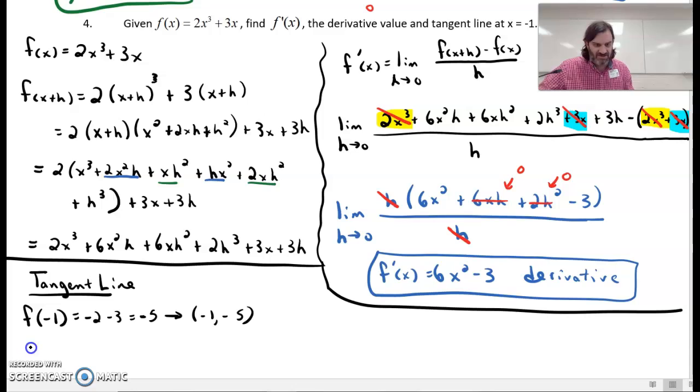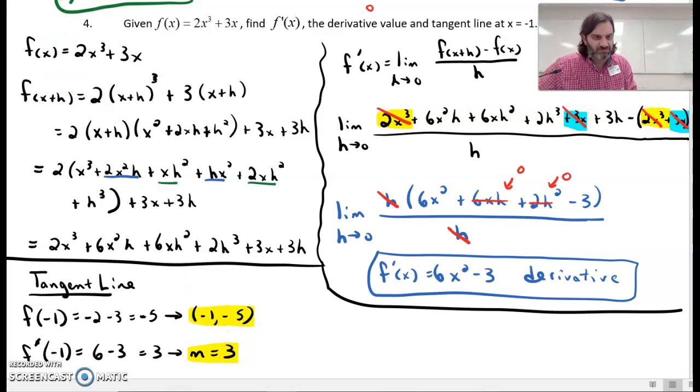And then my slope will come from plugging this into the derivative. My -1 into the derivative will be 6 minus 3 equals 3, because I'm plugging into the 6x squared minus 3. So my m is 3. So I have a point of (-1, -5) and a slope of 3.